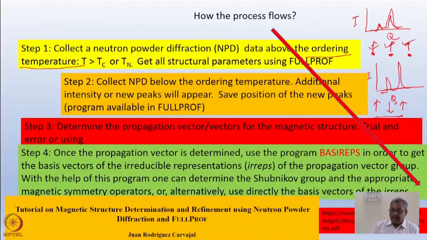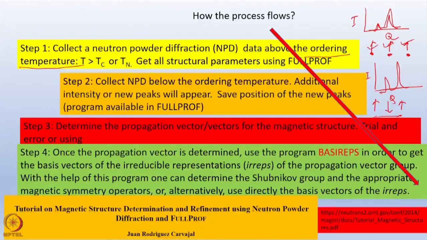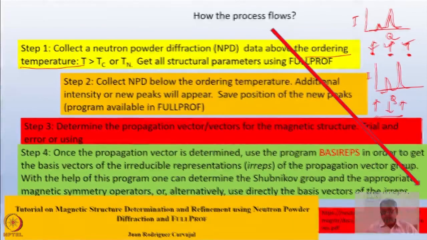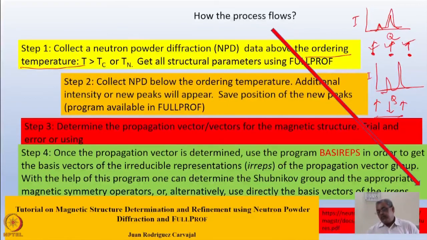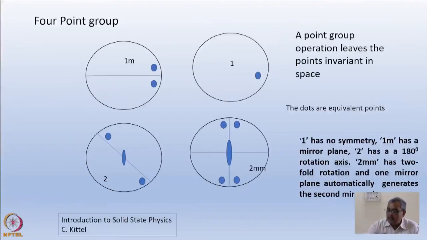This flow, I have taken it from a tutorial on magnetic structure determination and refinement using neutron powder diffraction and FullProf by J.R. Carvajal, and this is the site. If some of you are interested, you can also take help from this tutorial. So this is how the process flows. But now it is important that before I go further, even if briefly, I introduce you to the symmetry operations.